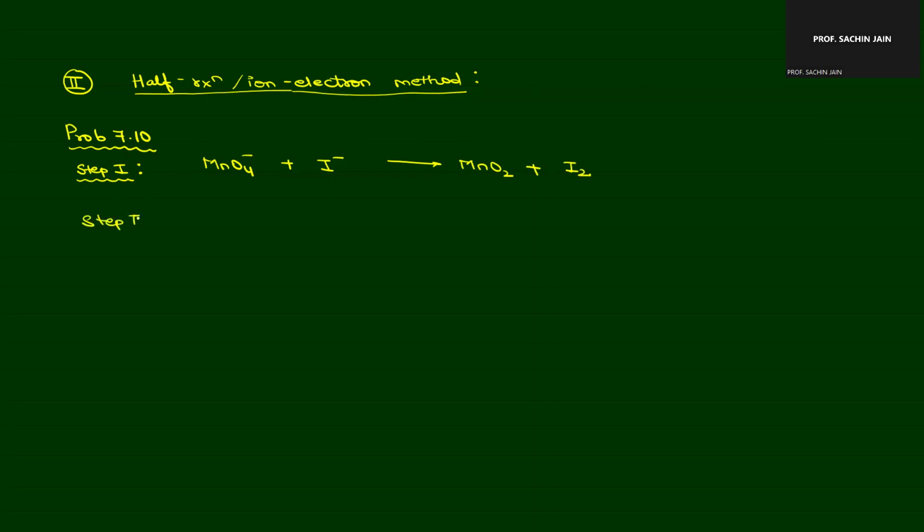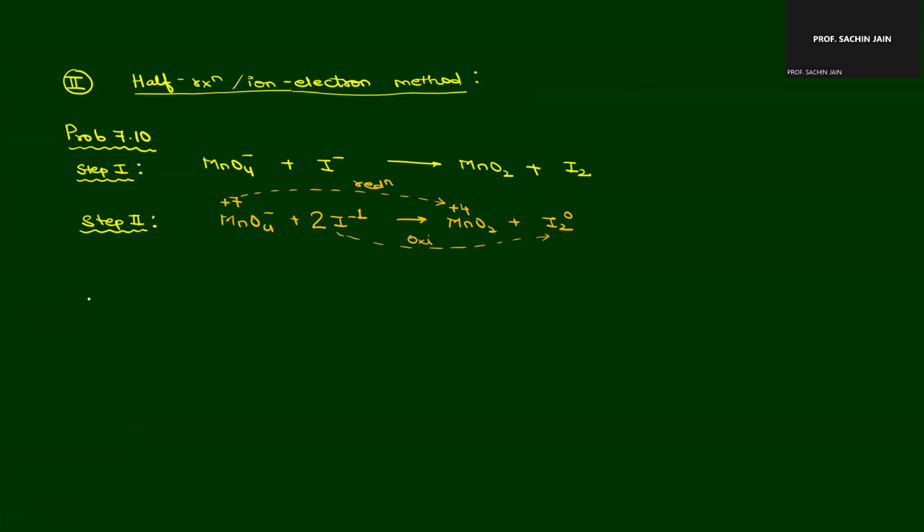Step 2 was the ABI, assign, balance, identify. So we'll perform that by calculating the oxidation number. MnO4 minus plus I minus giving MnO2 plus I2. The assigning gives Mn plus 7, iodine is minus 1, Mn will be plus 4, I2 is 0. Balancing for Mn is not required, but for iodine it is required, so I'll introduce 2. And identification would be: 7 to 4 is reduction and minus 1 to 0 is oxidation.